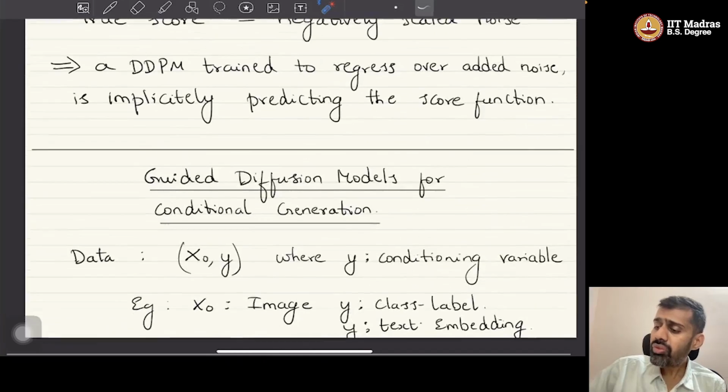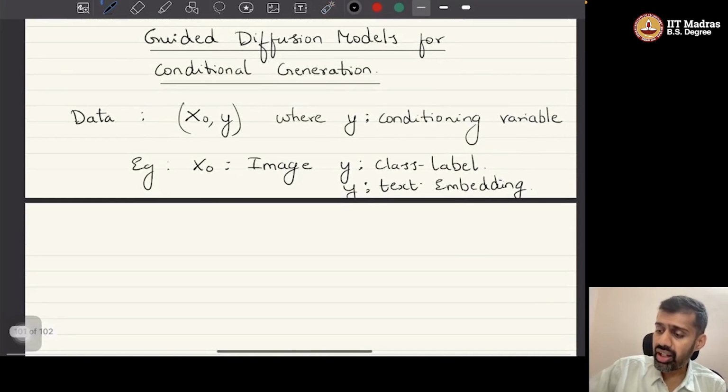So basically I'm saying the data that we should have in this case has to be the pairs, the tuples of sort x0 comma y, where we have the image, or rather the data from which we need to sample, and y is the conditioning variable. This is the kind of data that we need. Pairs, basically pairs of images and text, if you want to generate an image, or pairs of images with the class labels, pairs of images with the corresponding textual descriptions, if you want to generate class conditional data.